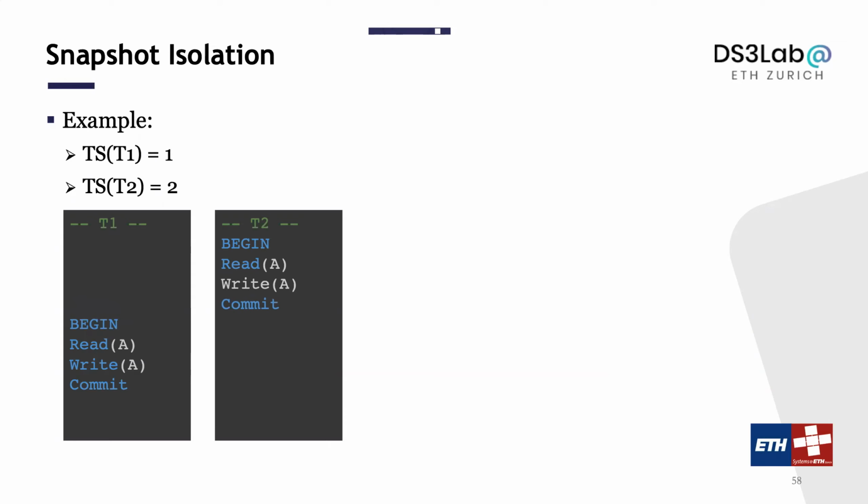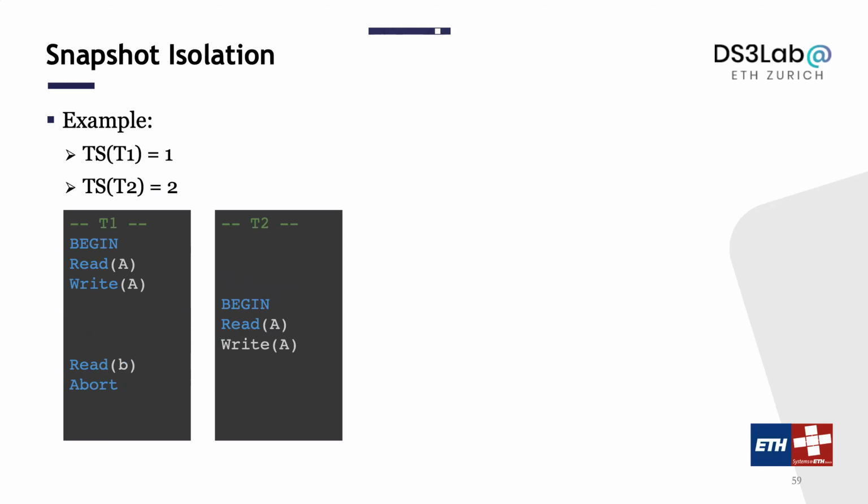How about this? For this one, T2 commits before T1 even started. Then of course I'm fine. So how about this case? We are going through this really fast, but when you go back home, think about it, it all actually makes sense.